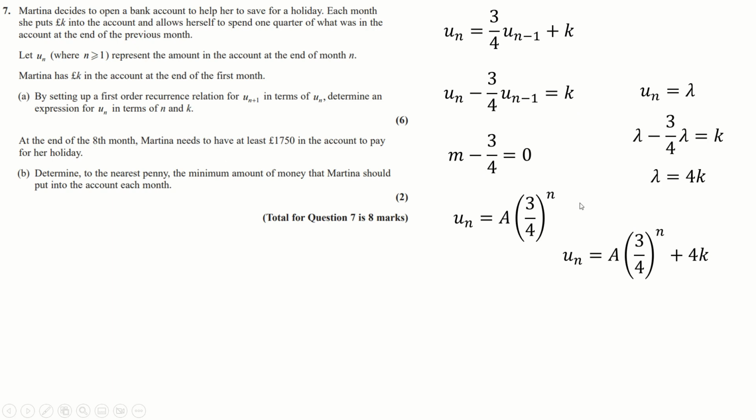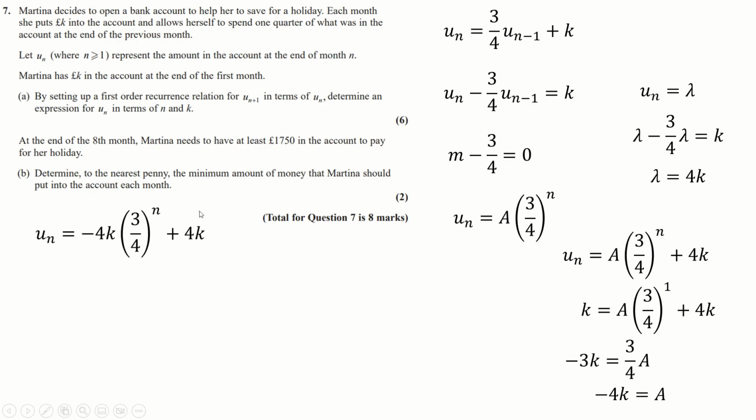And can we solve for A, I guess? Well, we know that there was K at the end of the first month, so when n is 1, we end up with K in the account. We can rearrange this for A, and we get this. At the end of the 8th month, we need at least this amount, so when n is 8, we want to be bigger than or equal to this here.